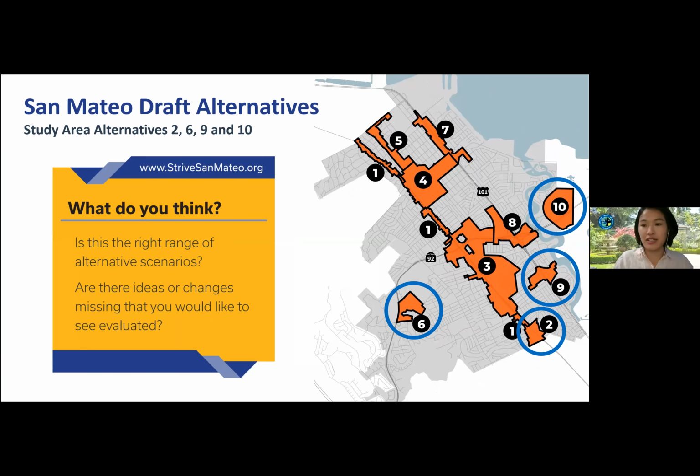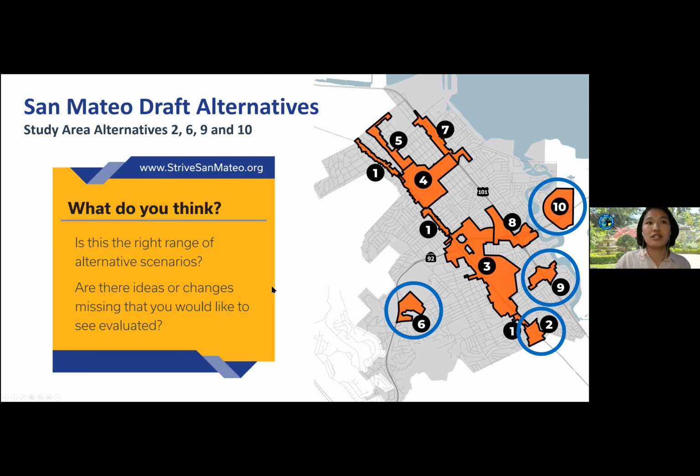As Mary mentioned, my name is Linda. I'm an associate planner with the City of San Mateo. I'm joined tonight by Rendo Bustos, a senior planner, and Nikki Vu, a housing specialist who will be taking notes tonight on our discussion. As a reminder, in this breakout group discussion we're focusing on study areas 2, 6, 9, and 10, the southern portions of San Mateo.